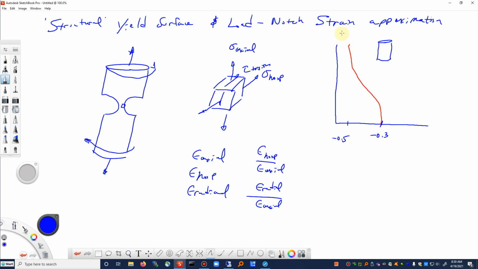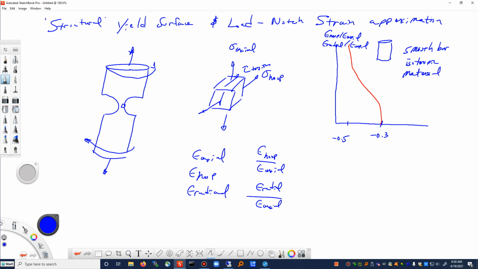Okay, so this is both the ratio epsilon hoop to epsilon axial and epsilon radial to epsilon axial. So this would be for a smooth bar, isotropic material. All right, now let's consider what would happen when we have a notched bar, and we're just taking a look at the ratios of the strains.